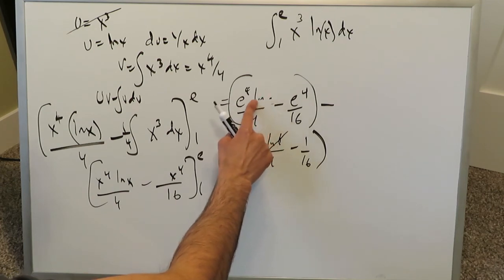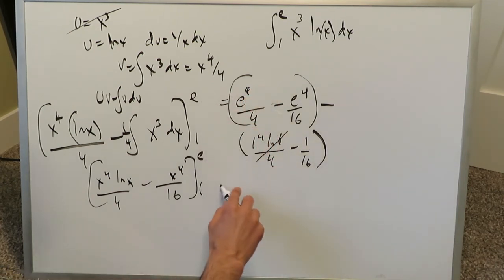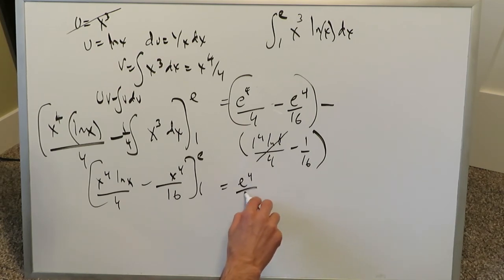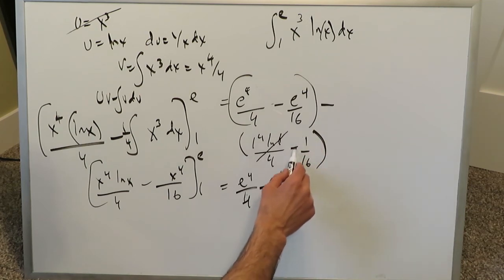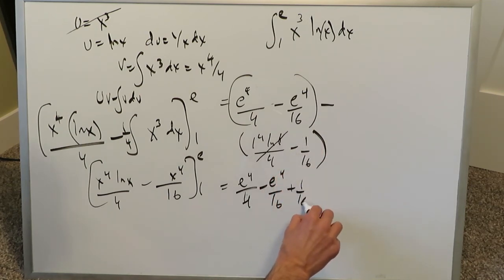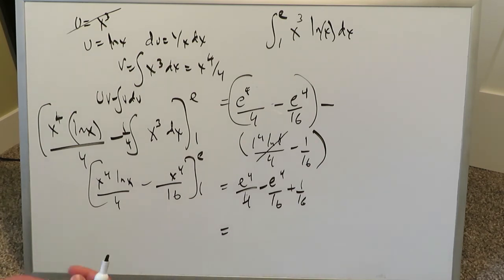ln e is equal to 1, so you can erase that. You really have here on the top e to the 4th. What you have is e to the 4th over 4 minus e to the 4th over 16. This minus 1 over 16 is plus 1 over 16. And you could, if you want, present your answer as a fraction. 4 goes into 16 four times. You could say (4e^4 minus e^4 plus 1) over 16.